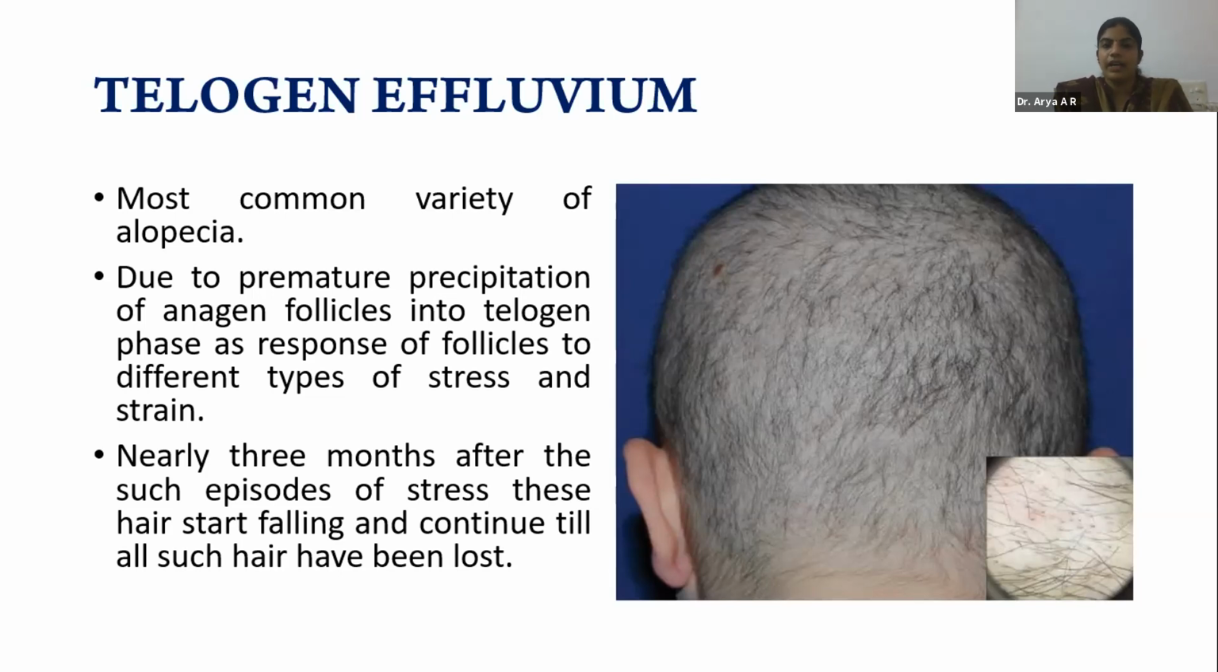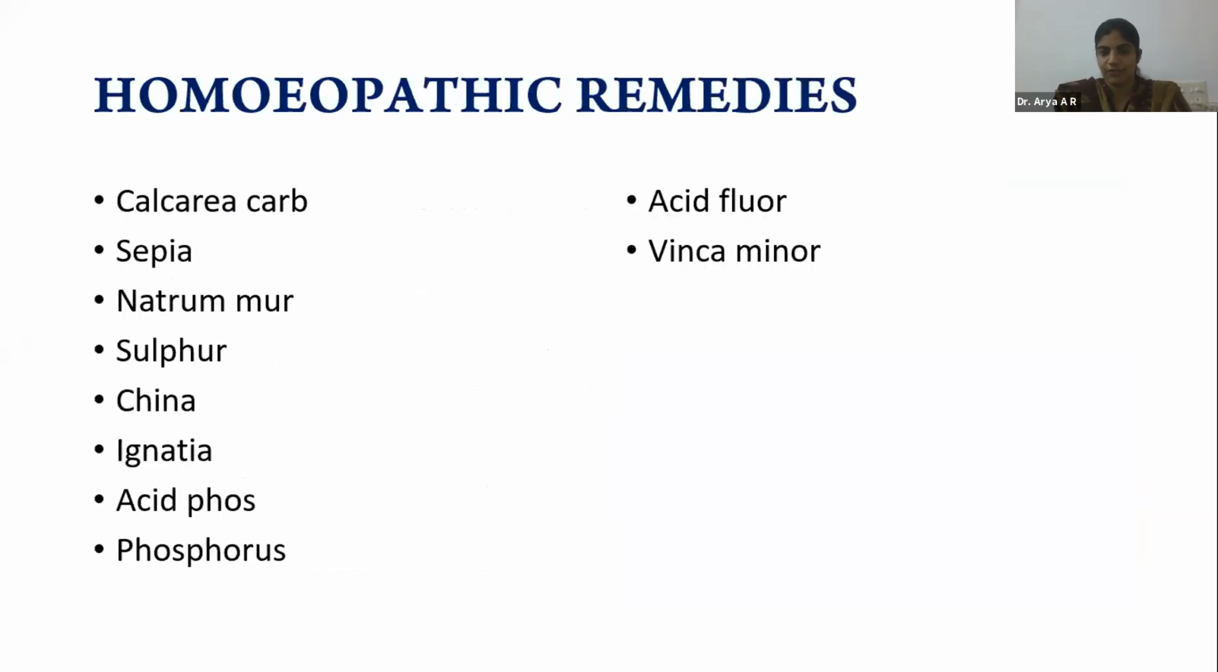This is called telogen effluvium. It is the most common variety of alopecia, and it occurs because of premature precipitation of anagen follicles, moving directly to the telogen phase without the intermediate catagen phase, as a response to stress and strain. This is the condition called diffuse alopecia or telogen effluvium.